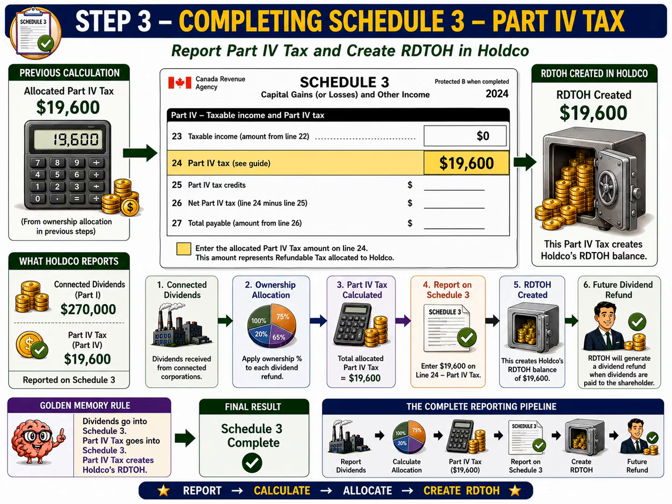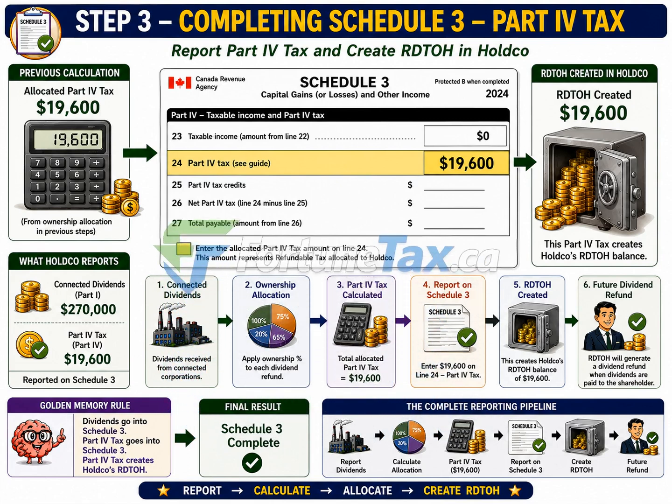The final reporting pipeline at the bottom provides the complete story. Report the dividends. Calculate the ownership-based allocation. Determine the Part 4 tax. Report the amount on Schedule 3. Create the RDTOH balance. And eventually recover that refundable tax through a future dividend refund.